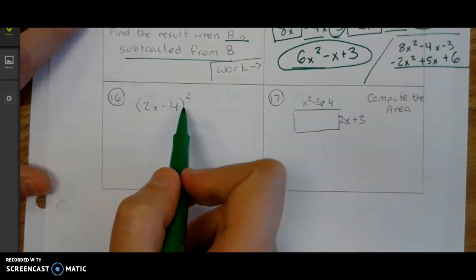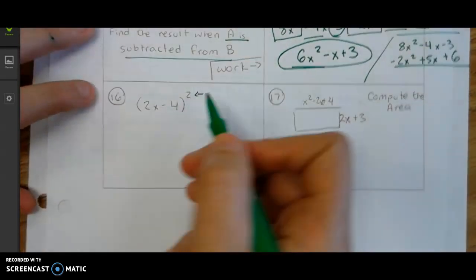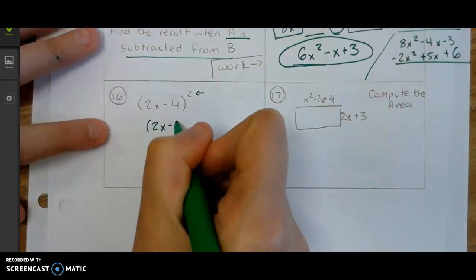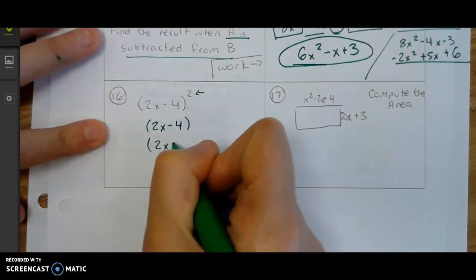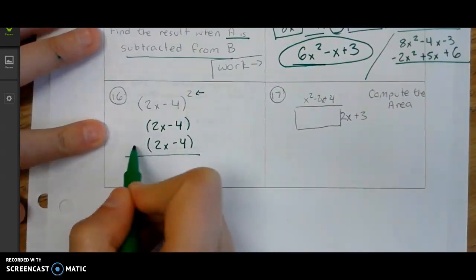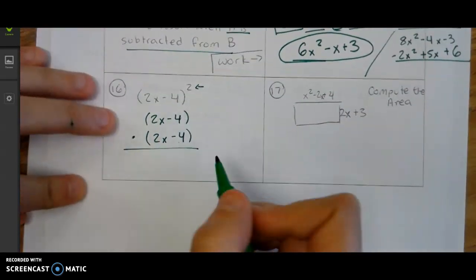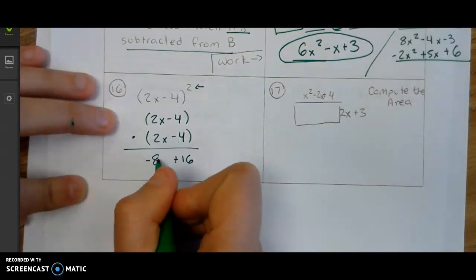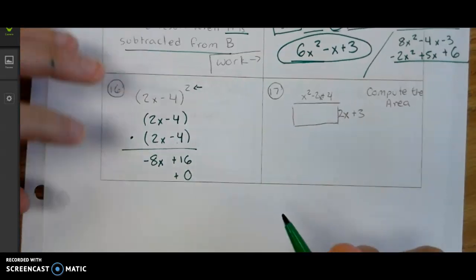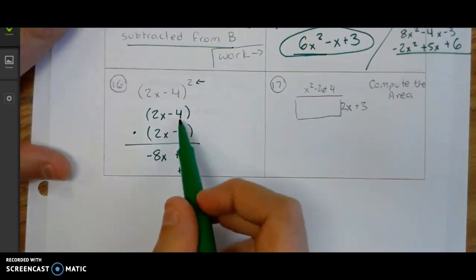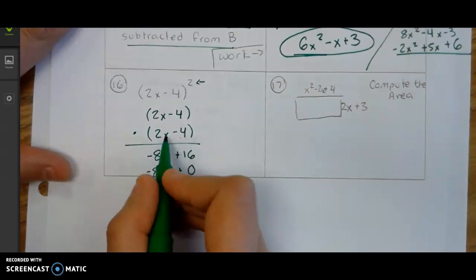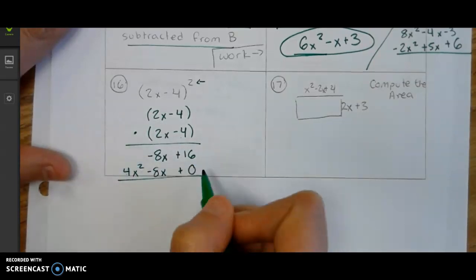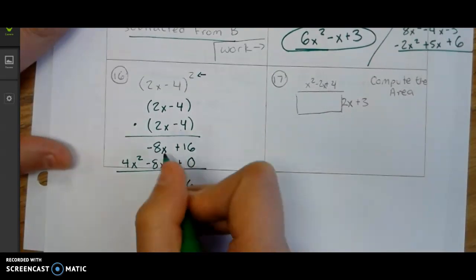16 is another one that has something to the second power. Remember, this means multiply by itself. So if I multiply this by itself, I have to rewrite it. And I did the other one using distribution, so I'm going to do stacking this time. Negative 4 times negative 4 is positive 16. Negative 4 times 2 is negative 8. That has 1x. Put your 0. 2x times negative 4 is negative 8x. 2 times 2 is 4. X times x is x squared because I have two x's. And combine my like terms.